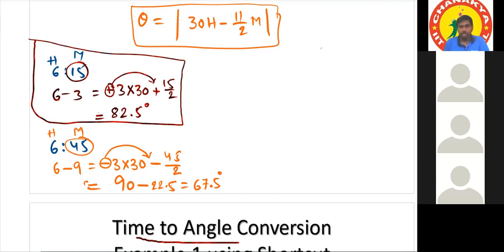Sir, should we take the modulus of this 3 into 30? Yeah, 3 into 30. Don't consider this sign. This sign is for this purpose only. Okay, sir.